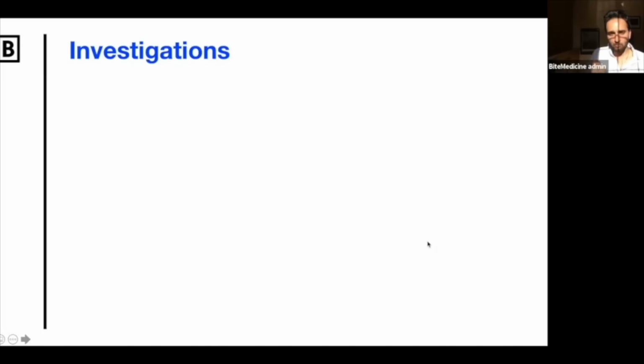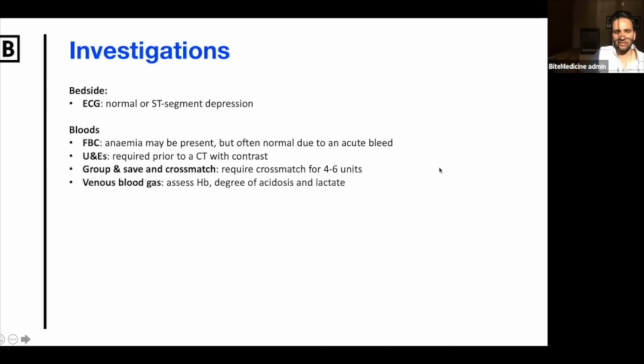Investigations. Now, back to that ABCDE approach. Bedside. We're going to do an ECG. With ECGs, we need to try and rule out a STEMI. Often in an aortic dissection, you're going to see very non-specific changes. Patients may have ST depression or have a normal ECG as well. So don't expect any massive changes on there if you're suspecting a dissection.